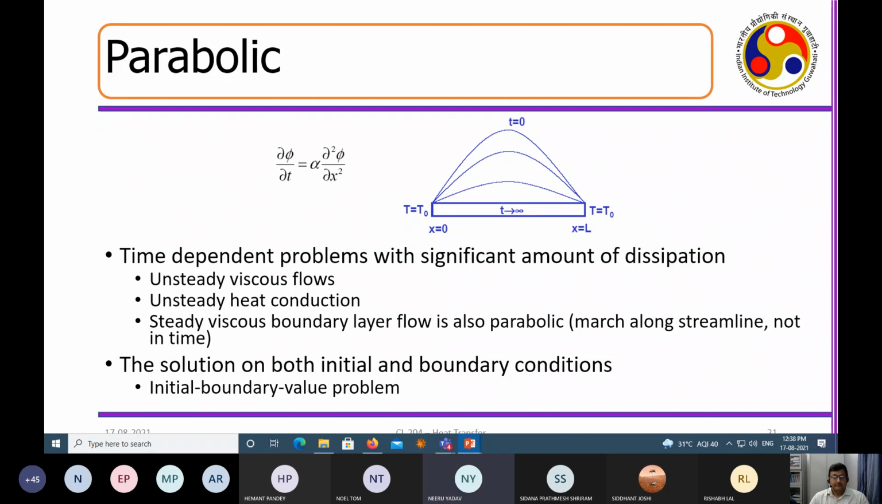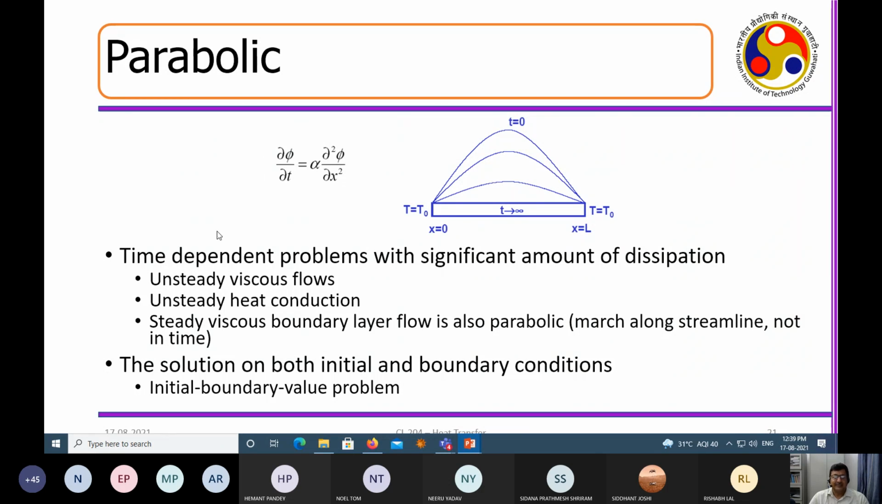2 in space, 1 with time. 2 in space and 1 in time, right? So in the time case, you don't call it a boundary condition. You call it an initial condition, okay? So you require 1 initial condition, the condition at time t equal to 0, right? And then you require 2 boundary conditions in x. So 1 initial condition and 2 boundary conditions is going to give you the solution, right?